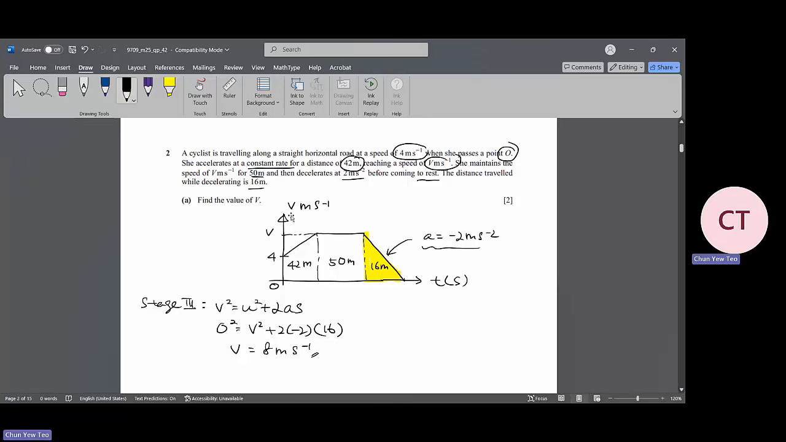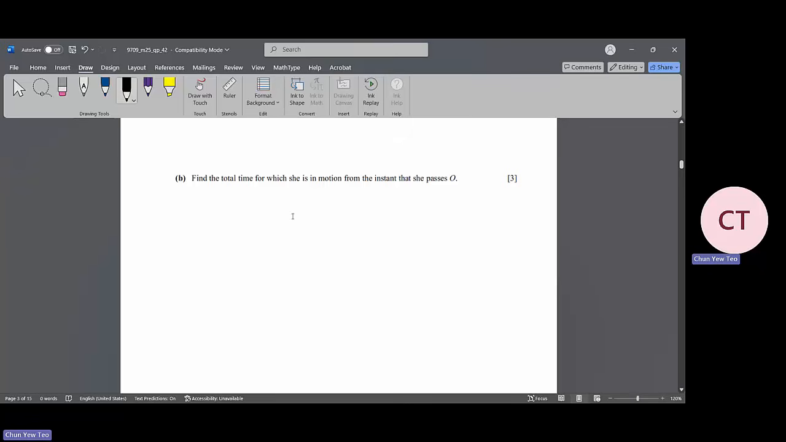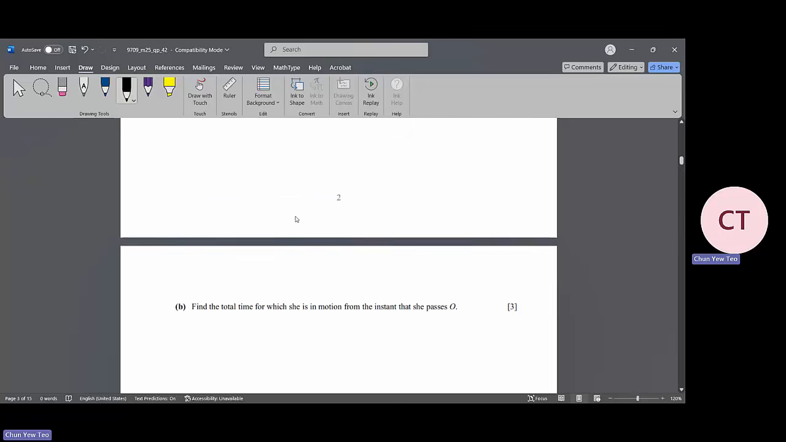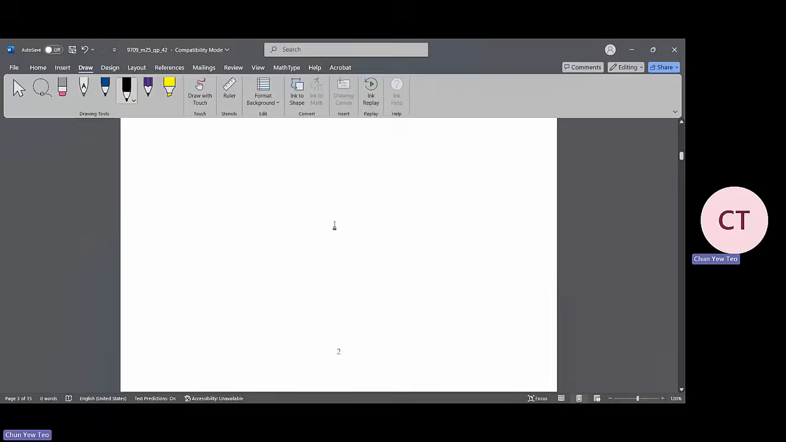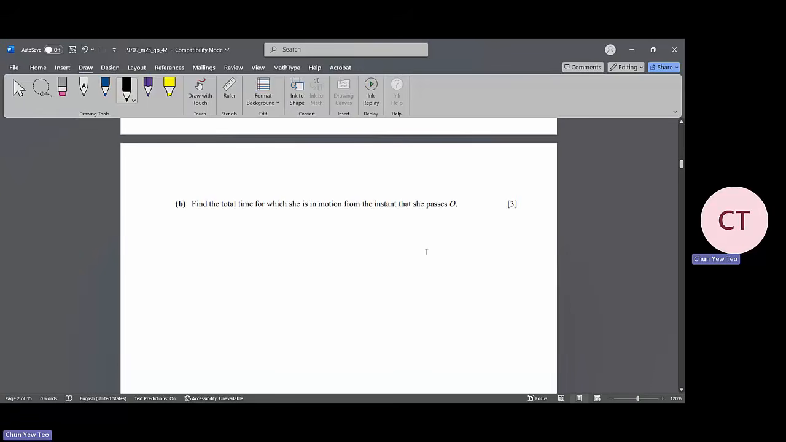Done. Okay, now we move on to part B. Find the total time for which she is in motion from the instant that she passes through O. So we want to find the total time, from here to here. Since we already know v is 8, maybe we can just copy and paste the diagram that I drew just now over here to explain further. So this is 4. We know v is 8 now. So this is what we have.